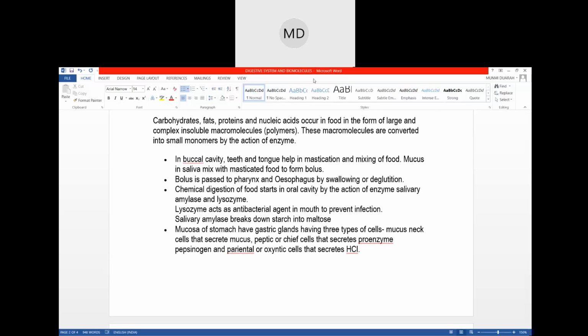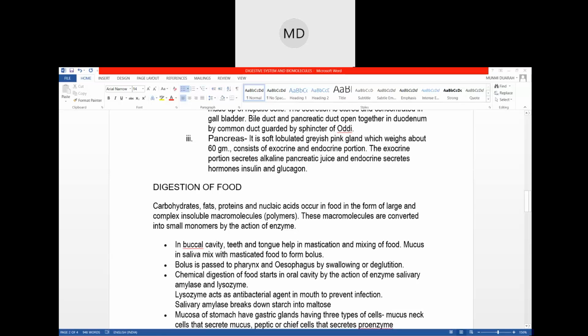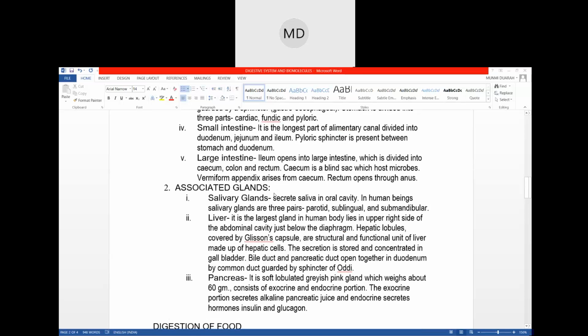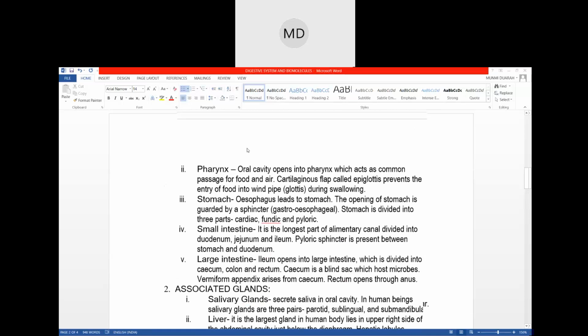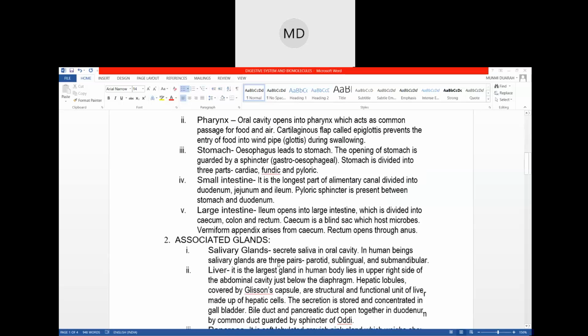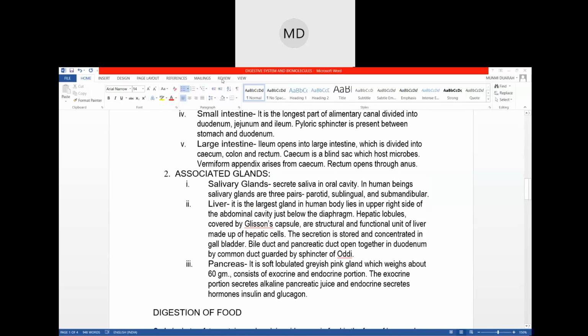If you have any doubts from this portion, you can ask. Otherwise, in the next class we will continue with digestion of food, how food is digested. Till now we have discussed only the organs, the glands, the alimentary canal, the structure of the digestive system, right? Next class we'll discuss how food is actually digested. Any doubts, please ask, and you can give your roll numbers.